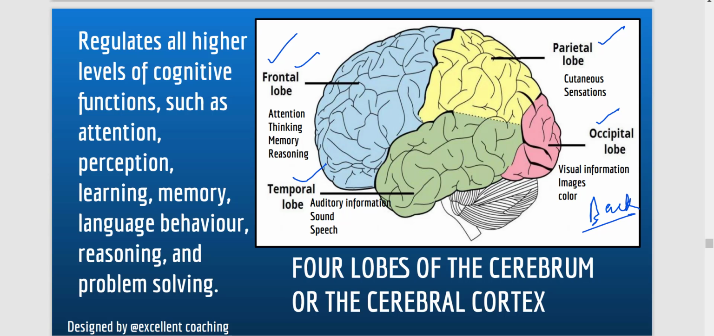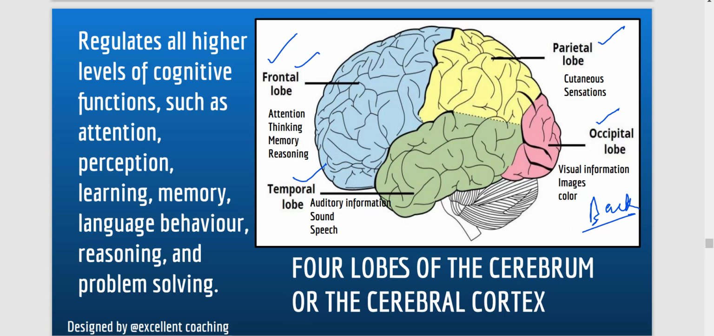For example, the frontal lobe is mainly concerned with all the important cognitive functions such as your attention, your thinking, memory, learning, reasoning. All these things are controlled by the frontal lobe. So when we say somebody is very intelligent, we are referring to the functions of the frontal lobe of that person.